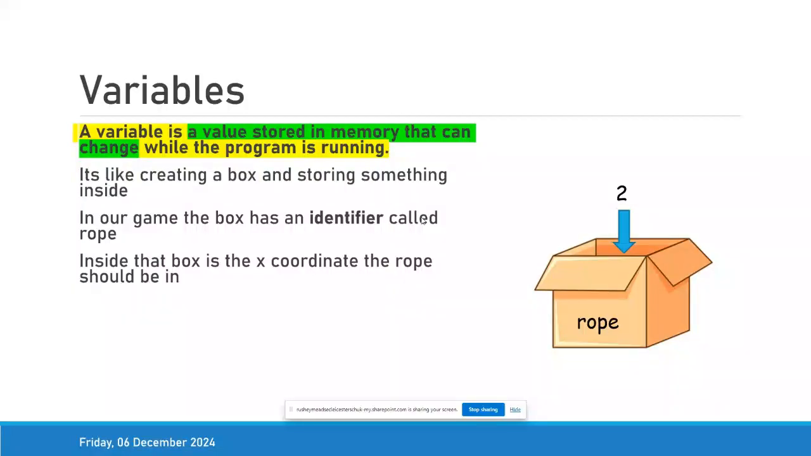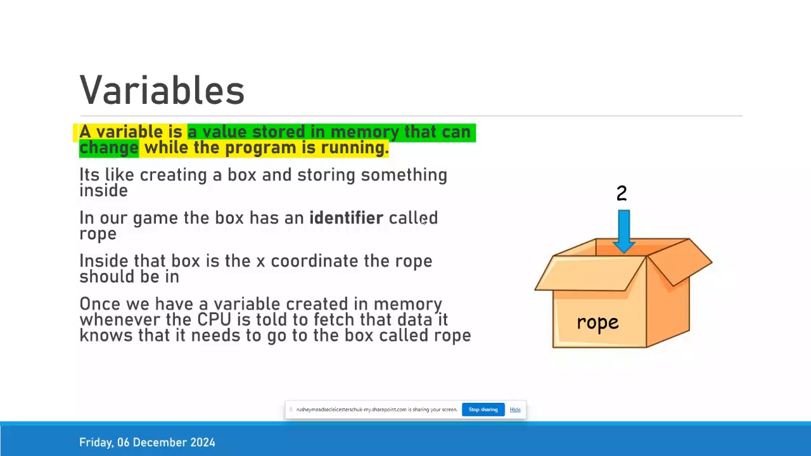And inside that box, we want to put the x coordinate of that rope. I think we're all in agreement that the y coordinate doesn't need to change. It doesn't need to go vertically, it needs to move horizontally. So we need to change the x coordinate depending on which buttons are being pressed.